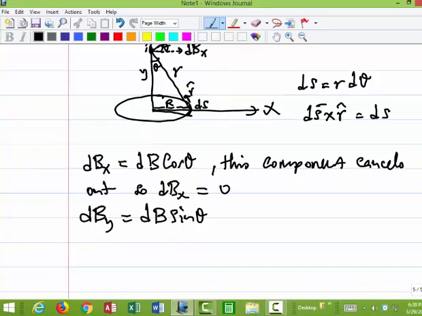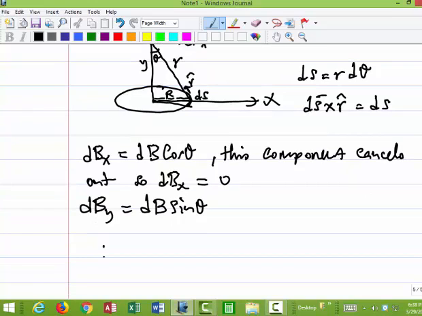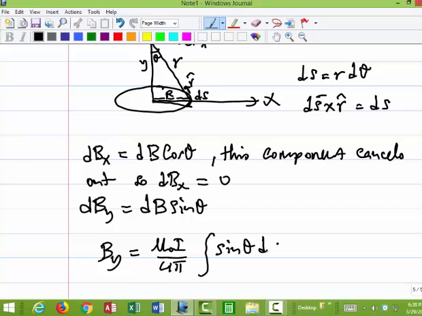So we can say that By is equal to mu naught I over 4 pi, and then we're going to go integral of ds cross r hat, which is just ds, and then we have the sine theta, so we shall say sine theta ds divided by r squared, which is just going to be equal to y squared plus uppercase R squared, like that.